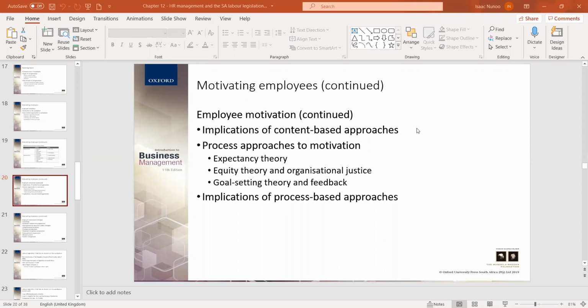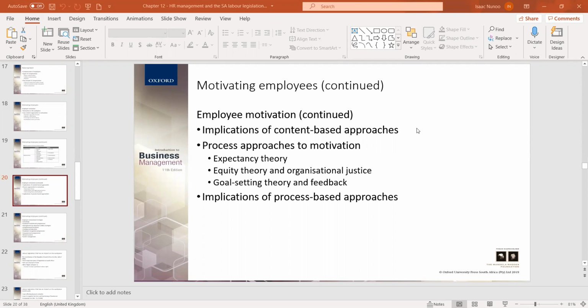Content-based approach theories basically suggest the need for change. Another implication is that managers need to balance the power need with the affiliation need. Another implication is that some needs may be unconscious. And another is that these approaches warn managers against relying too much on financial rewards as a source of employee motivation. They want management to go beyond financial motivation.